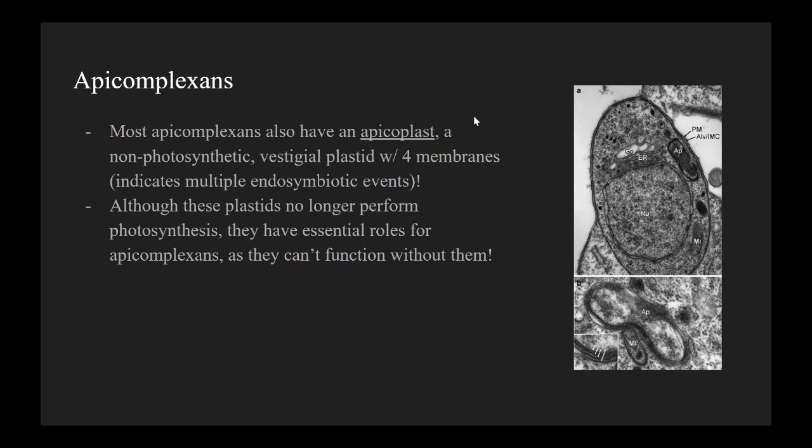And it has 4 membranes, which, if you remember from the last lecture, means that it's undergone several endosymbiotic events in succession. So we know these plastids don't perform photosynthesis, but they definitely have essential roles for these parasites, because whenever we use drugs or remove these apicoplasts completely from the cell, these parasites will die. So we don't know exactly what they do, but we know they're essential for the survival of the apicomplexans.